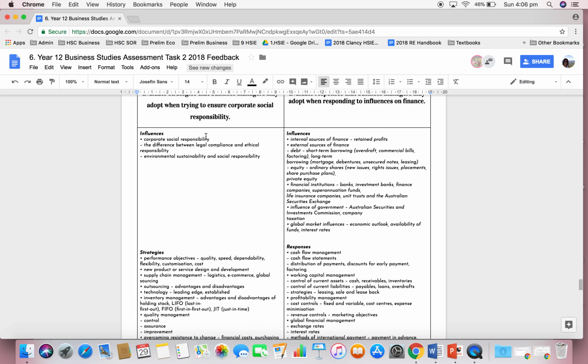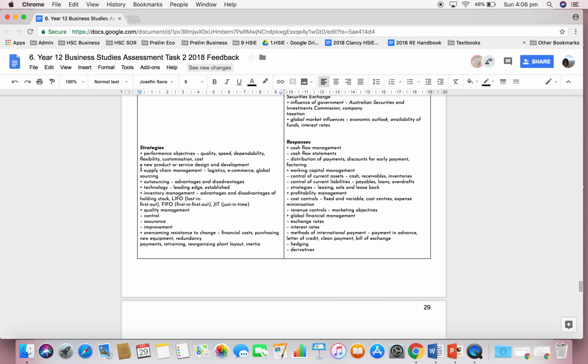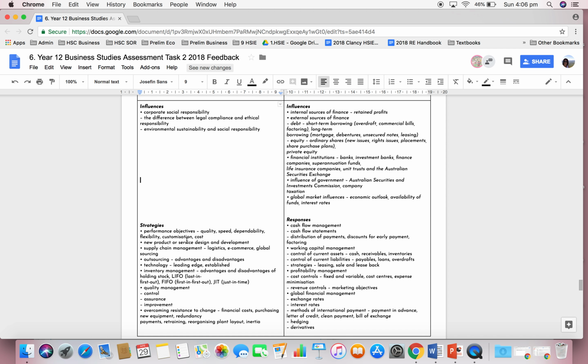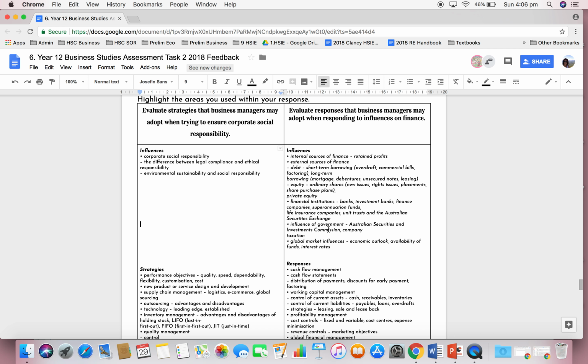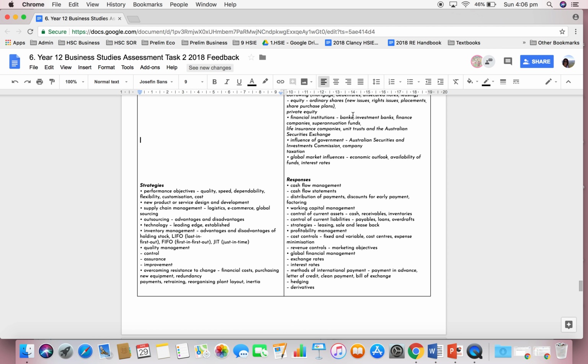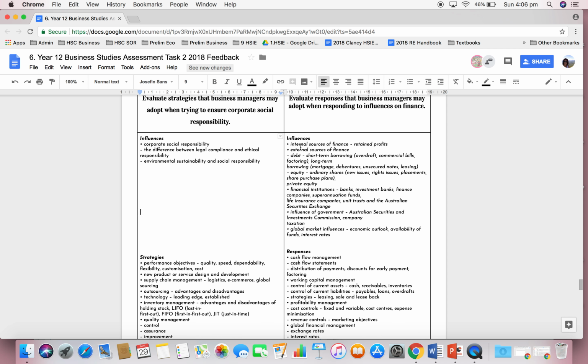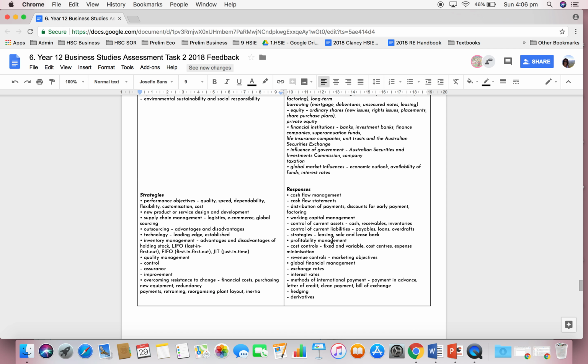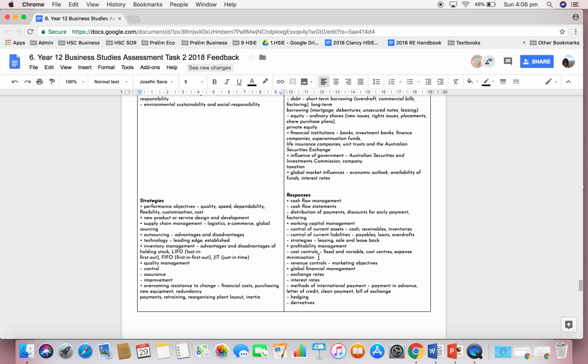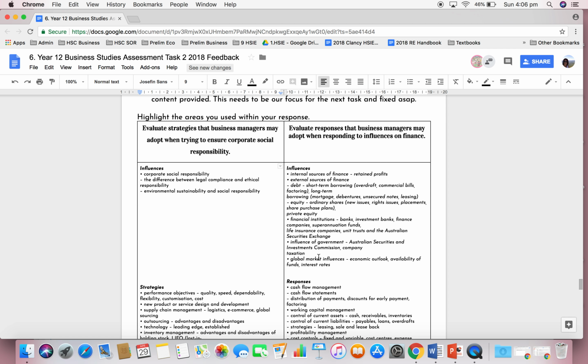Okay? So did you refer to this idea of legal versus ethical? Which strategies did you use, and did you use the correct terminology? Now, for those of you doing finance, same thing. What influences did you choose? What responses or strategies did you choose? But most importantly, did you use the correct content?